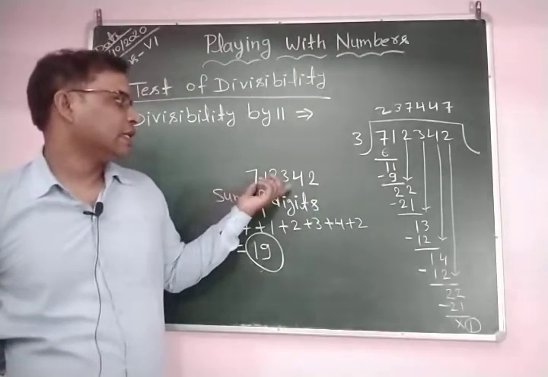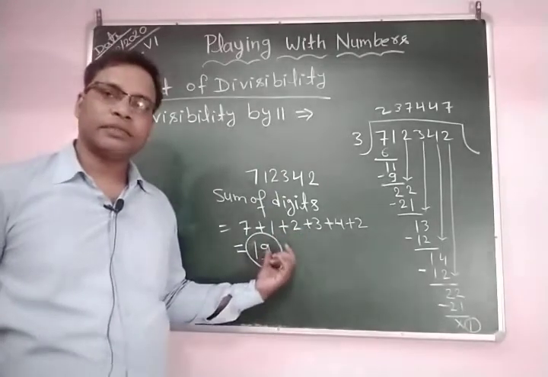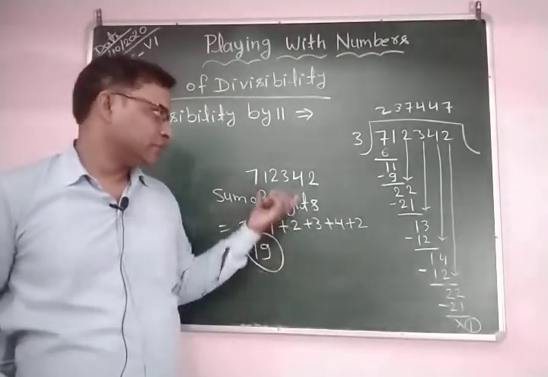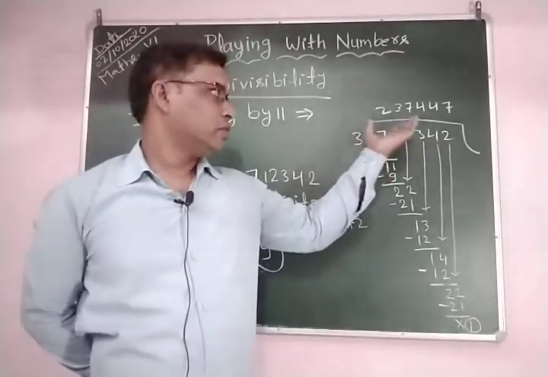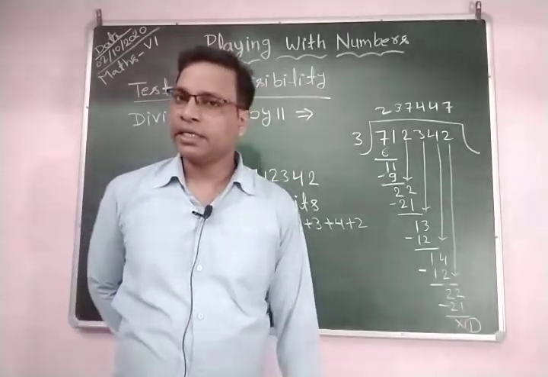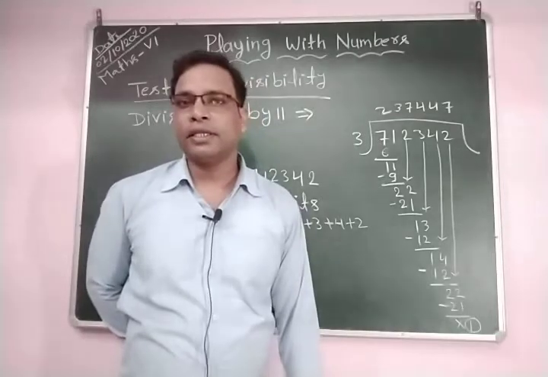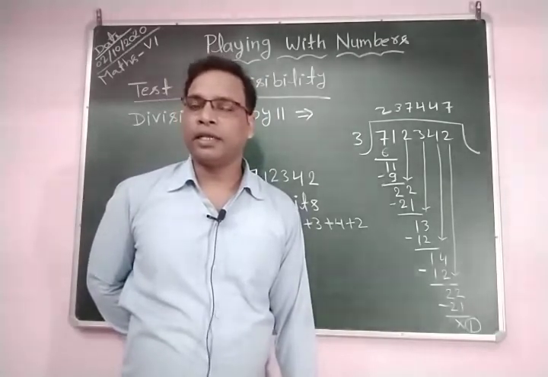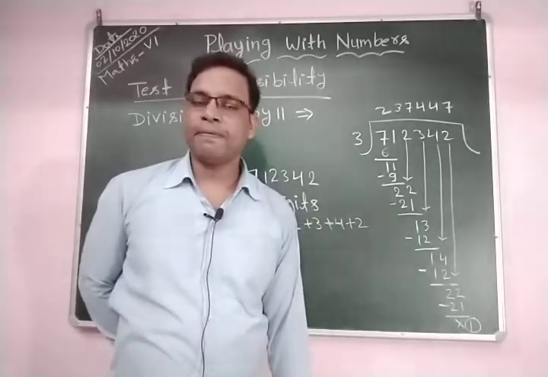We can find the sum of digits here, and this is 19, and 19 is not divisible by 3. So it means that this number is not divisible by 3. Here we solve it by actual division method, and we find a remainder of 1. So you can say that a number is divisible by 3 if the sum of digits of the number is also divisible by 3.